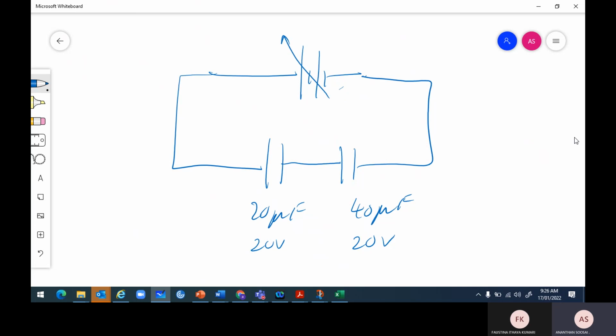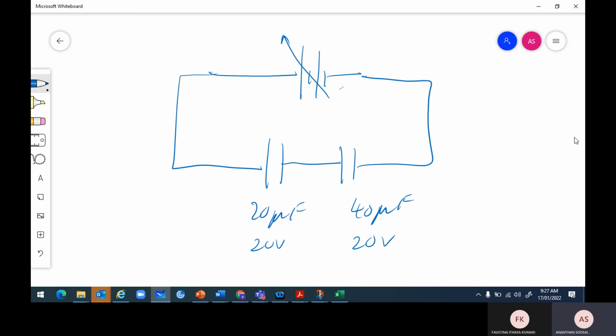Okay, question: what is the maximum voltage you can apply so that all capacitors are safe, nothing explodes? 40. What is the maximum voltage you can apply? 40. No way. You rise the voltage slowly until... Yeah, 20 volt, sir. You must have a reason. Think carefully.